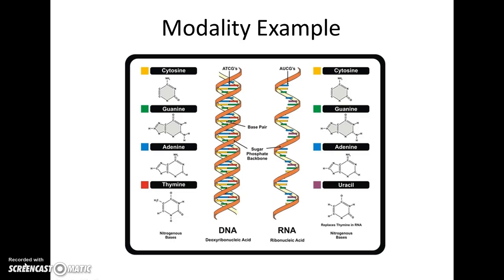RNA is ribonucleic acid. It contains cytosine, guanine, adenine, and uracil. It is a single structure, while DNA is a double helix.